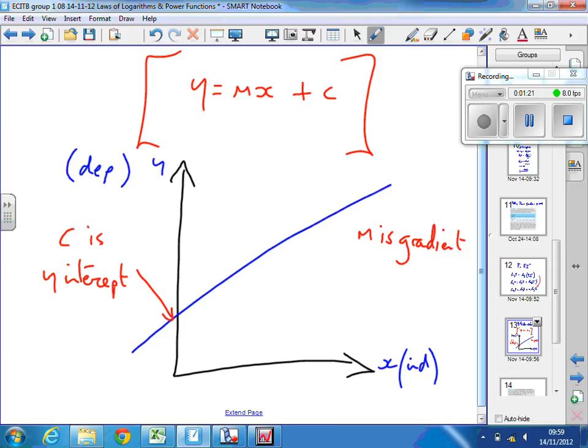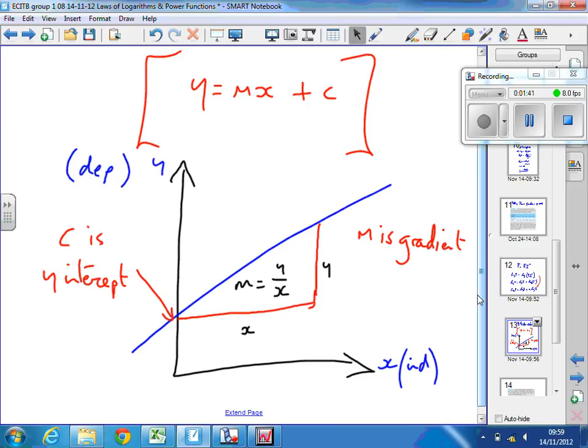And how do I calculate the gradient? I draw a triangle somewhere convenient, so that's often a convenient place where it cuts. And then I divide y by x to get the gradient. So m equals whatever y is divided by x, read off the scale.